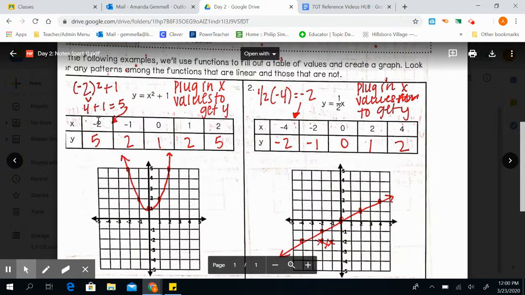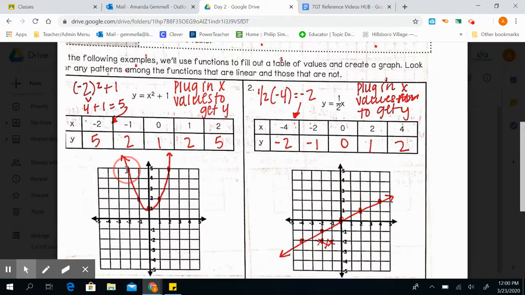We would graph each coordinate. Remember, x and y are our coordinates. So this would be the point -2, 5. I would go to -2 and then go up 5, and that is the first coordinate point. The second coordinate point is -1, 2. So I would go to the origin, go to -1, then go up 2, and that's the second coordinate point.